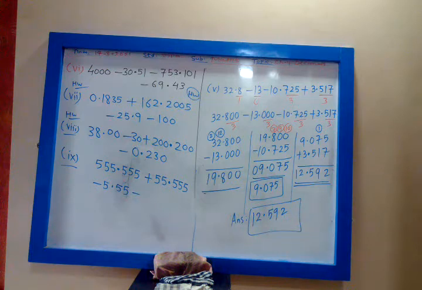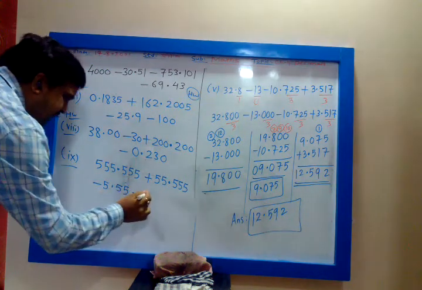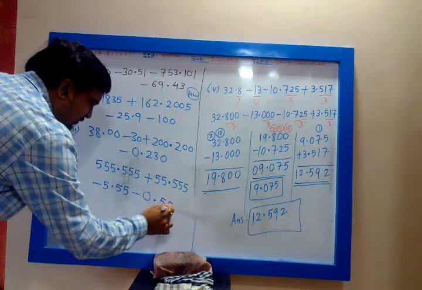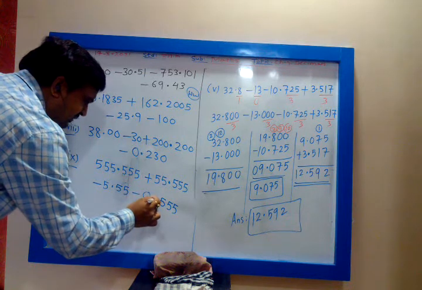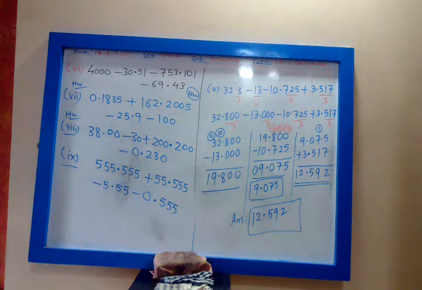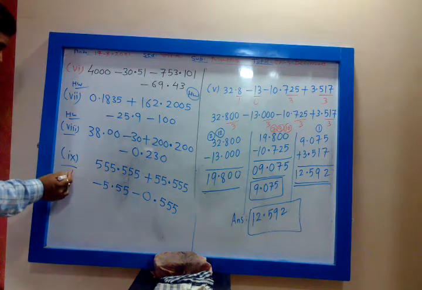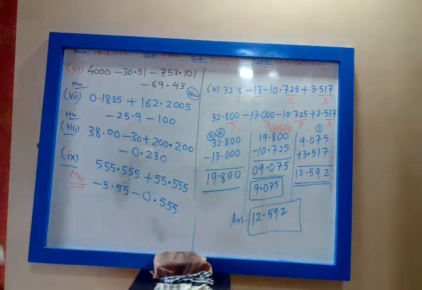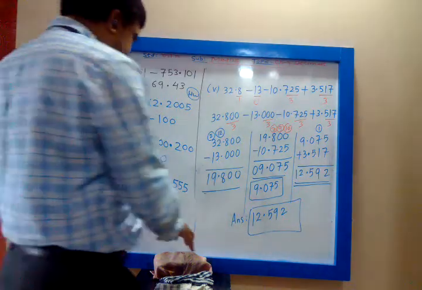Because 4 times I gave the reminder. 5.555 minus 0.555. We are giving the reminder again and again. Our time is getting wasted. So should I give homework on this? Okay, homework. Same type of problem, my dear.